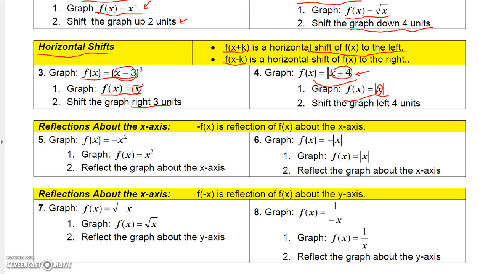And so if you take a function and evaluate it at x plus a constant, then that's going to be a shift to the left. And in this case, since it's 4, it's going to be a shift to the left 4 units. And I'll show you that on the graph.